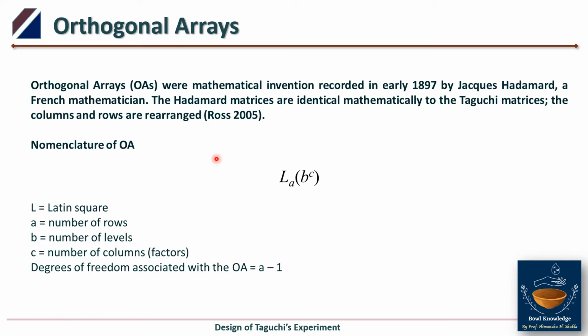So you can see here L suffix A in bracket B to the power C, where L is Latin square, A is number of rows in the matrix, B is number of levels, C is number of factors, that is number of columns in the matrix. And how to calculate the degrees of freedom, that I will explain very shortly. Degrees of freedom associated with orthogonal array is A minus 1. So whatever the number of rows are there in a particular matrix, minus 1 is the degree of freedom. That will be clear in some next slides.